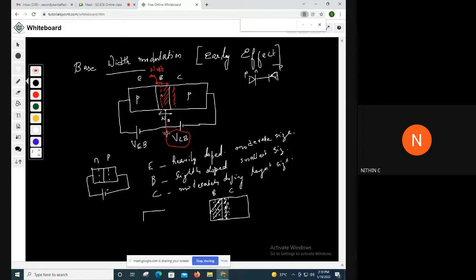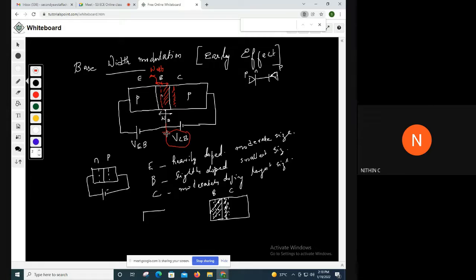Right? Fewer electrons means there is less recombination happening there. Less recombination, as we said in the last class, means we have an increased base transport factor. Right, now the base can easily transport the carriers. So that is one effect.